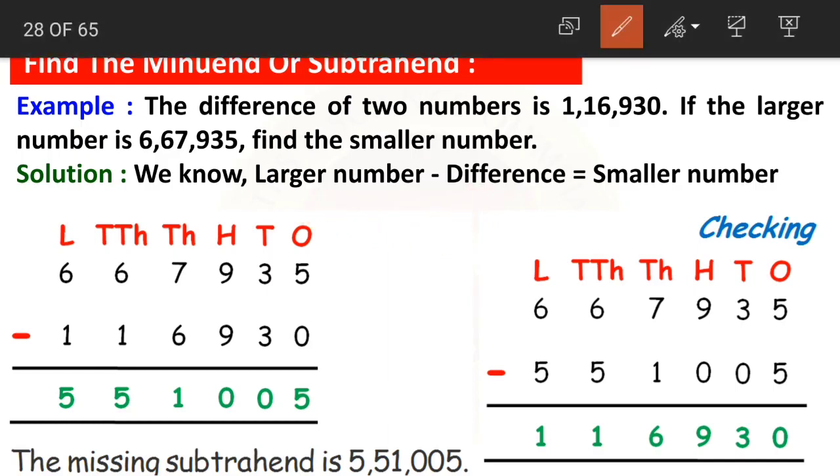Now let us see in the question. First, the larger number, what is it? It is 6,67,935 minus, what is the difference?